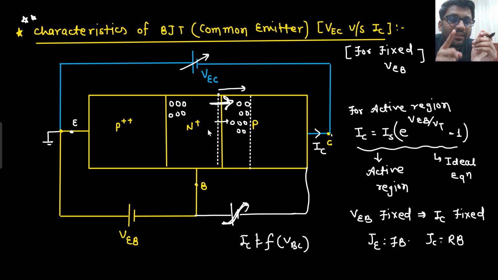So inside the base, if the electric field is not changing much, that means recombination would be the same. Recombination would be the same, that means this IB current would be the same. If recombination is the same, that means IB current is the same. You are not changing VCB, that means IE is already the same. So if IE is fixed and IB is fixed, then IC will also be fixed. Are you able to connect the dots now? Very, very important points these are.